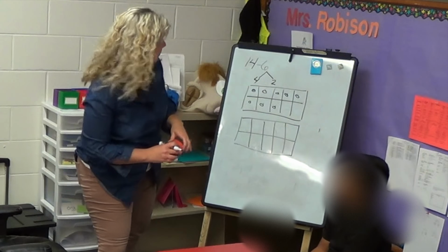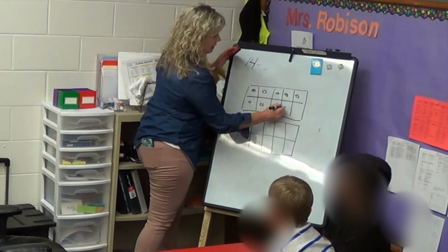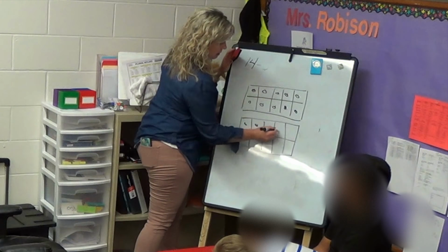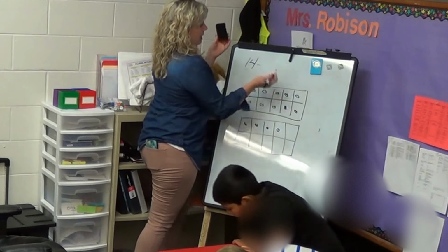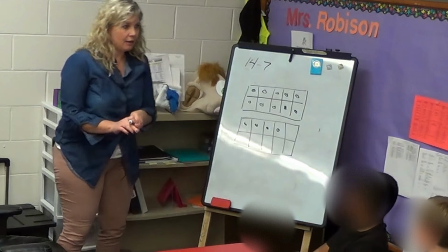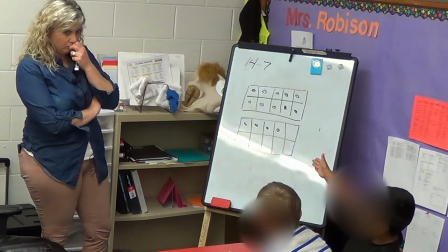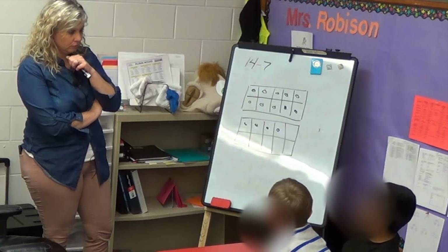Let's do a different one. Okay, what if I want to take away, I'm going to put my 14 back. What if I want to take away 7? Talk to your neighbor and see if you can figure out how to take away those 7. Take away the 4 at the bottom and then 3 more of it.